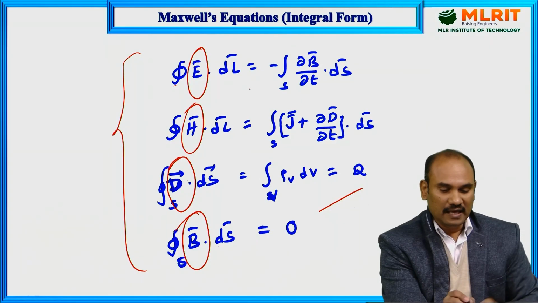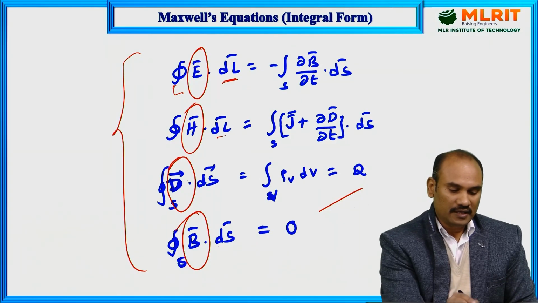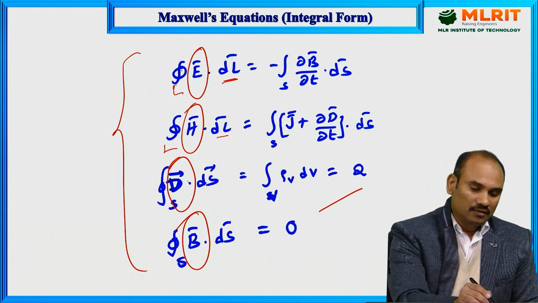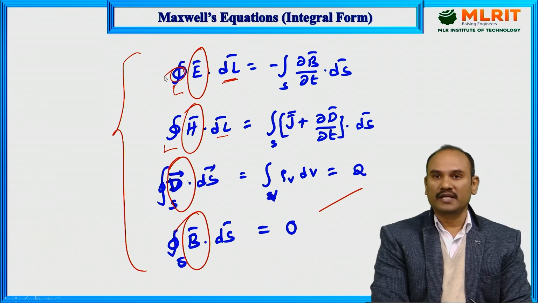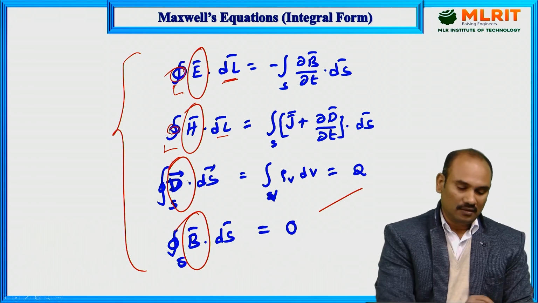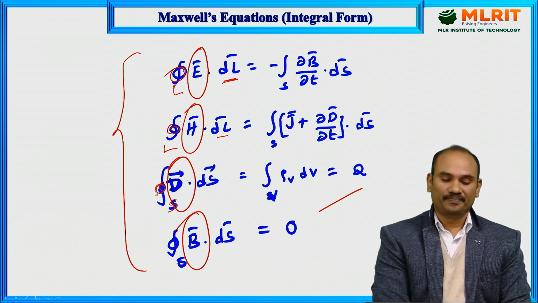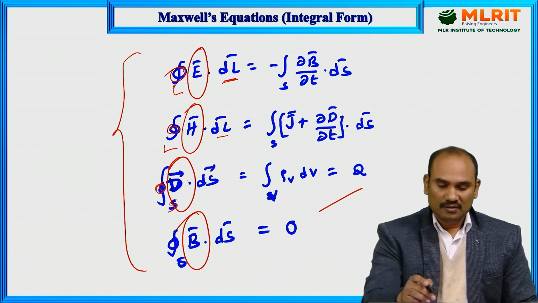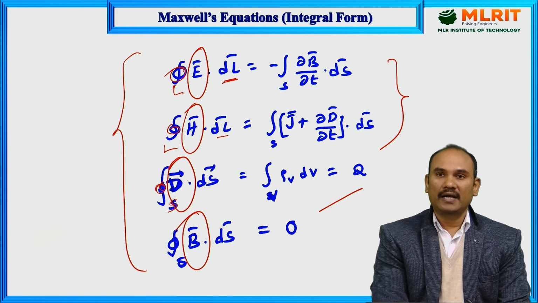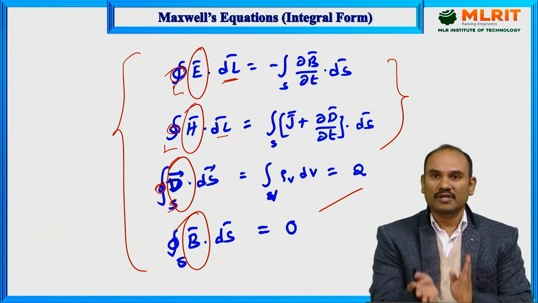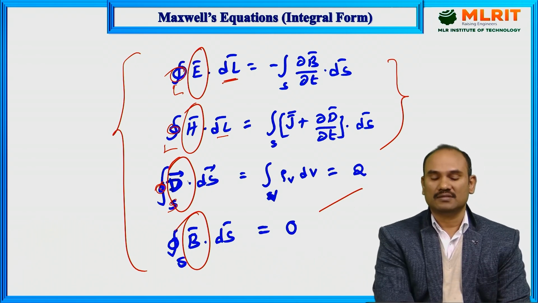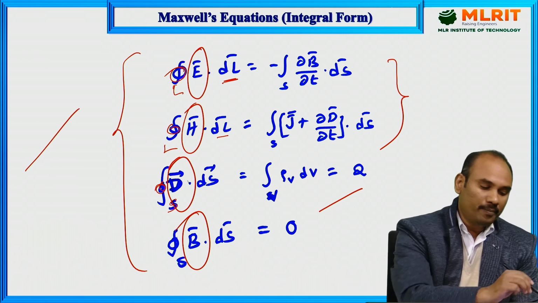Now here, what is this integral? We have dl here. That means it is a line integral, a closed line integral. And what is here? Surface. Closed surface integral. If you take these integral forms and apply the appropriate theorems, you will get the differential form, the previous 4 equations.